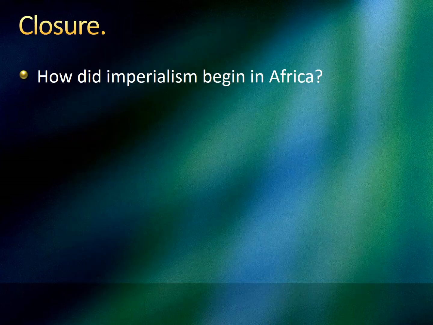So our closure for today: how did imperialism begin in Africa? I'd like you to think about some of the reasons that European countries were looking to expand. What were they looking for? What were they hoping to find? And then also think about the Berlin Conference. What was the purpose of it? To obviously avoid a war, but it divided up the African continent without the Africans' permission, and is going to lead to many, many years of rule by European countries in the African continent. So think about that.